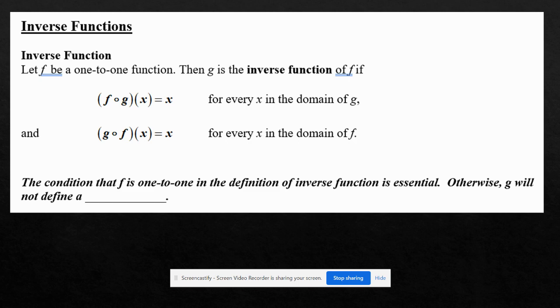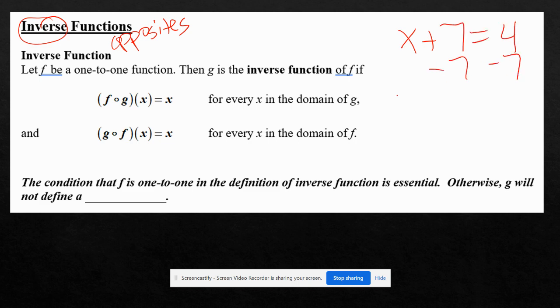So let's talk about inverse for a second. Inverses are opposites. And so x plus 7 equals 4. The opposite of adding 7 is subtracting 7. And that's how we solve for x. It's an opposite operation or an inverse operation from what we had.